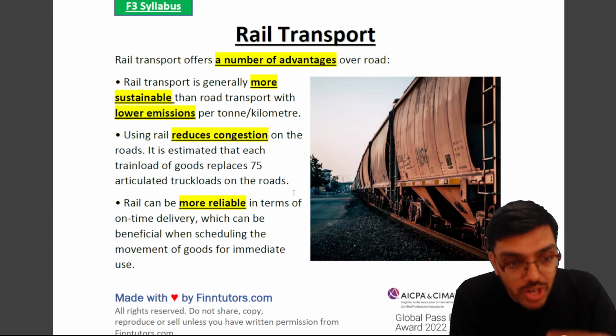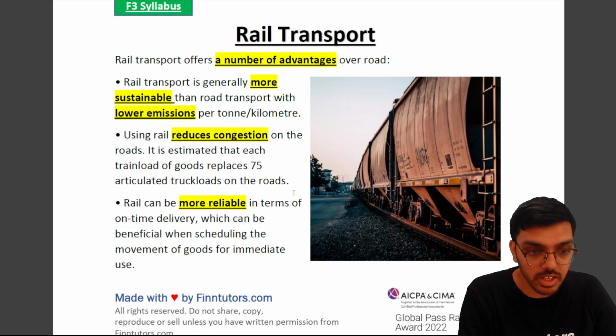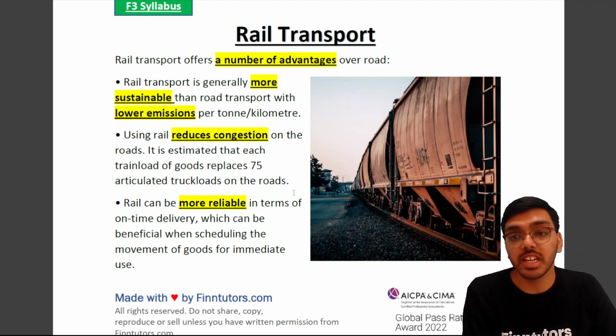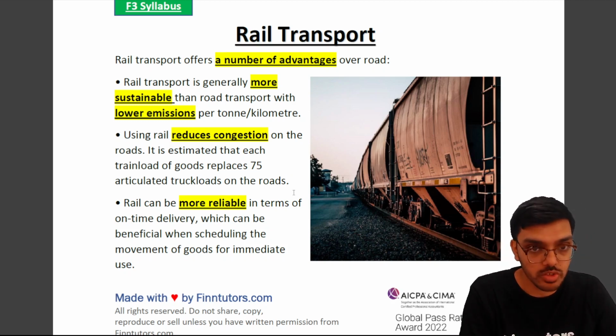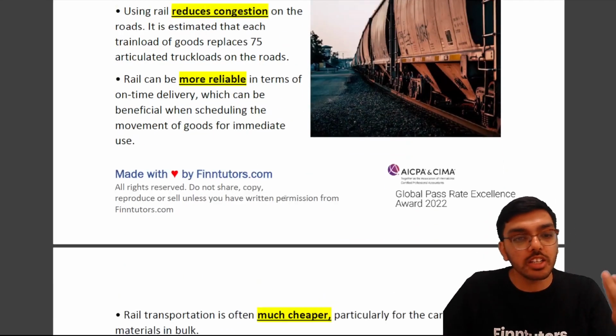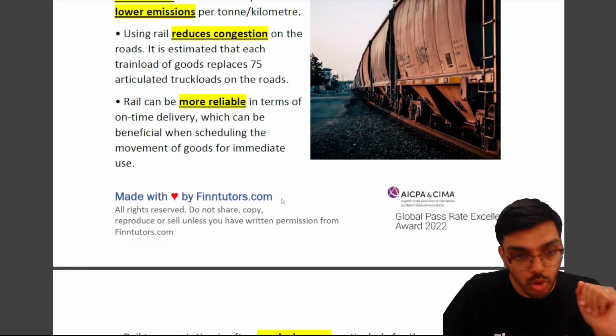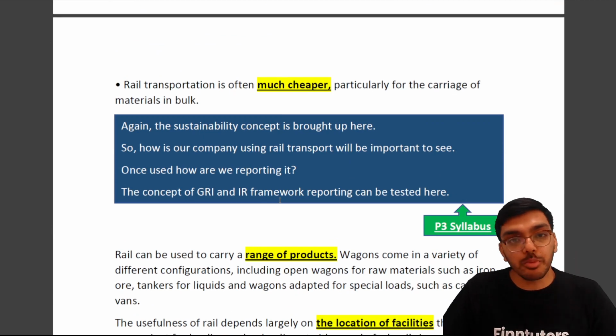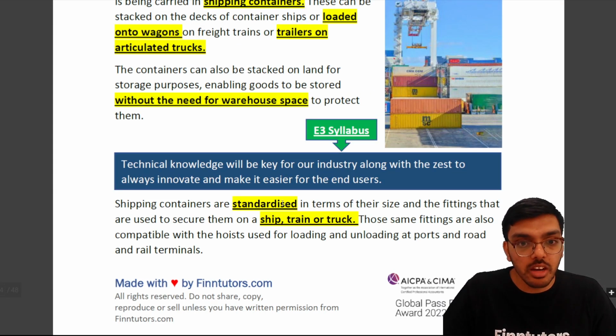Third, rail can be more reliable in terms of on-time delivery, which can be beneficial when scheduling the movement of goods. So rail has advantages over your road transport. And rail transportation is often cheaper as well, particularly for the carriage of materials in bulk.